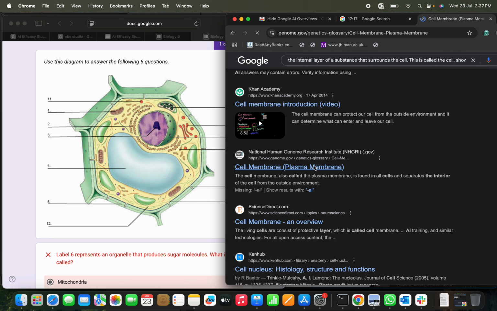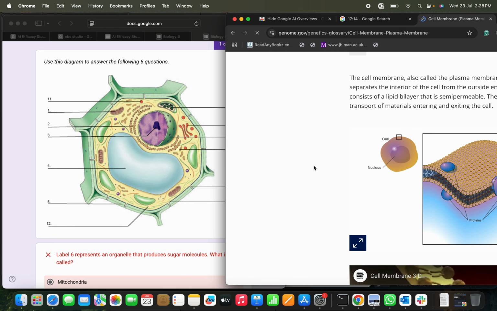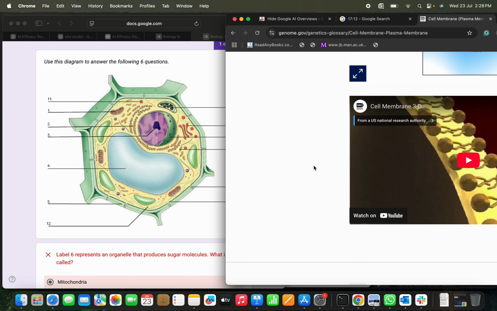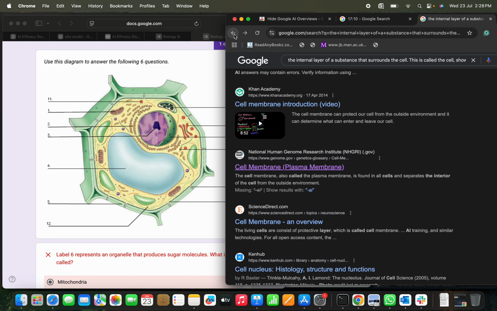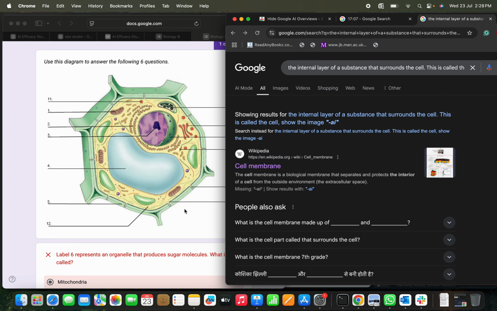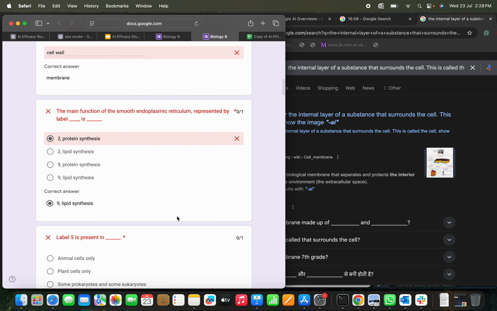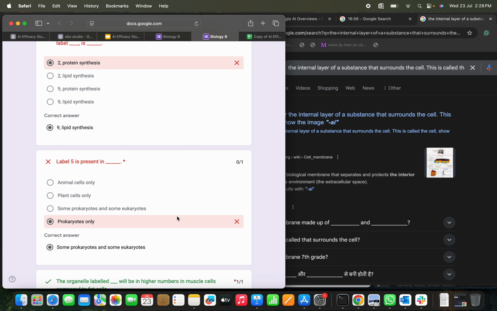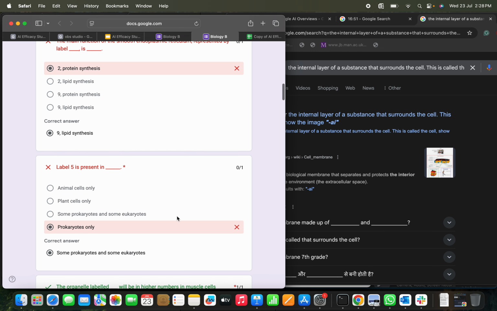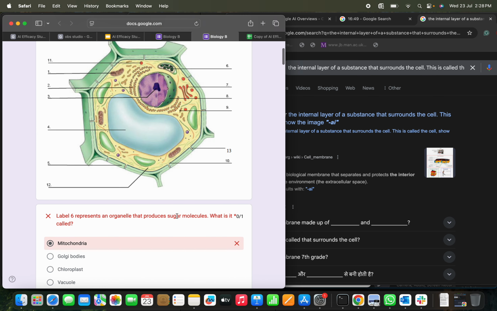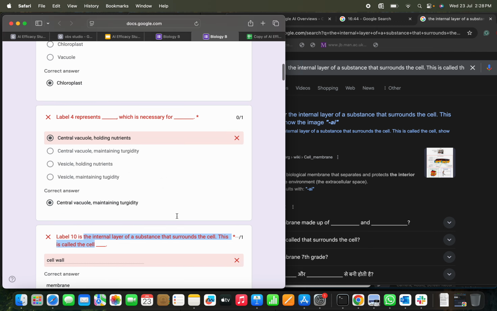Okay, let's try another website now. I just want to see the nucleus. So this is the cell wall. What's this 5 called? There's something which is 10. I don't know what 5 is, so I have no idea how to search for that.